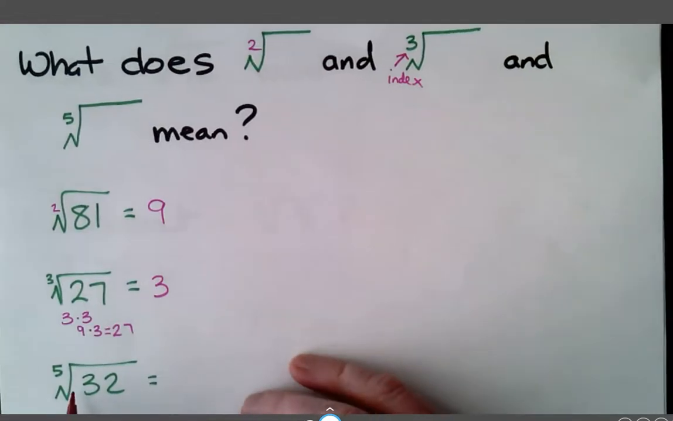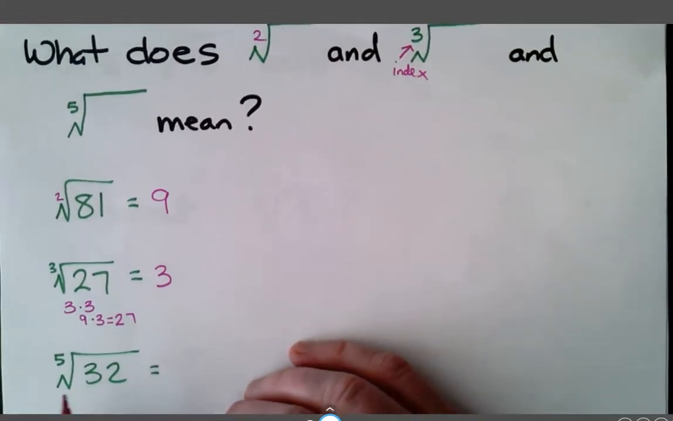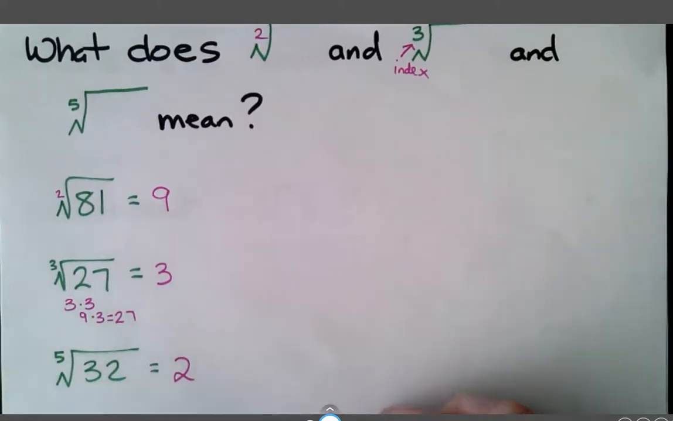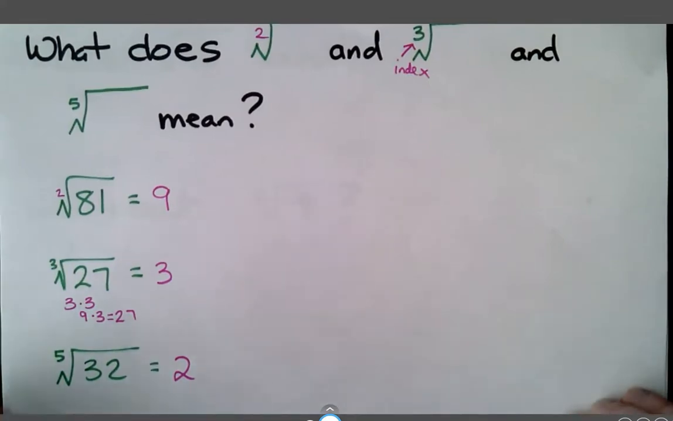This one down here is the 5th root. Okay, what number times itself 5 times is 32? You can use a calculator typically with these so you can figure it out. And that is going to give you 2, right? 2 times itself 5 times gives you 32. Check it out on your calculator if you don't believe me.